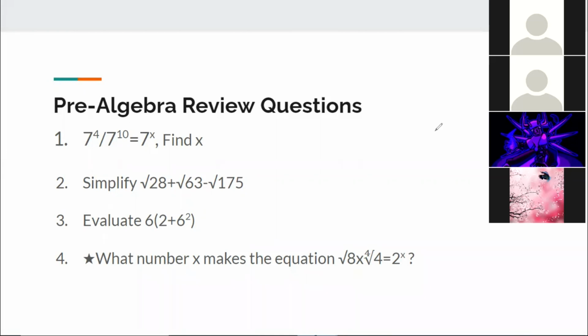Okay, I'm gonna go over them now. So for number 1, it's just 7 to the power 4 over 7 to the power 10. So that's essentially the same thing as subtraction of the power. So it just becomes 7 to the power 4 minus 10, or 7 to the power negative 6. So x is negative 6.